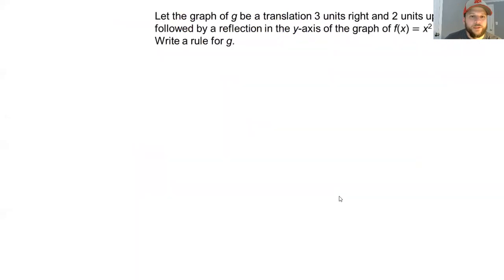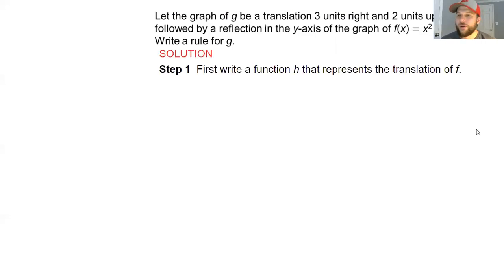We can click through these. Okay, so let the graph of g be a translation of 3 units to the right and 2 units up, followed by a reflection in the y-axis, starting with our basic parent function of f of x equals x squared minus 5x is what we're starting with. So we could first write a function that represents the translation of 3 units right and 2 units up.